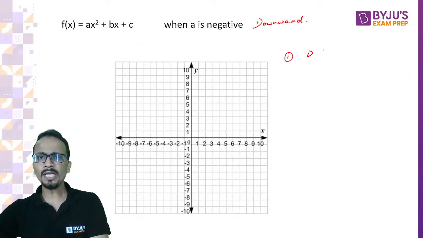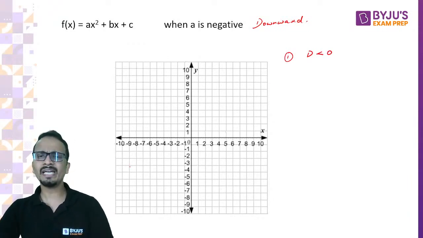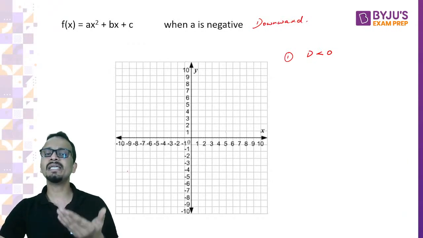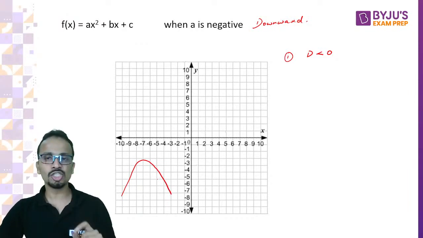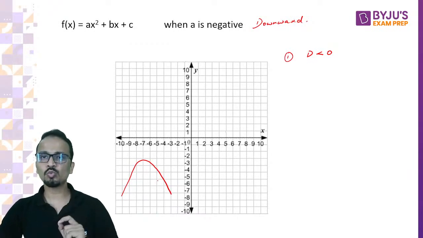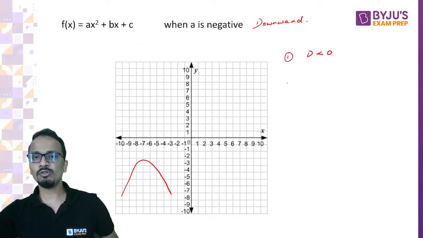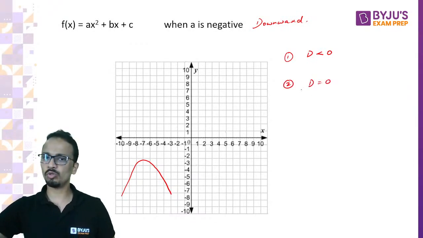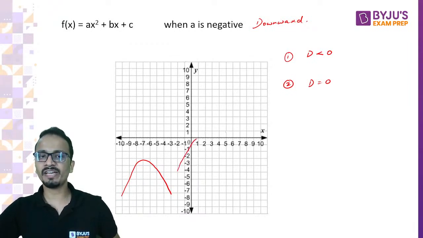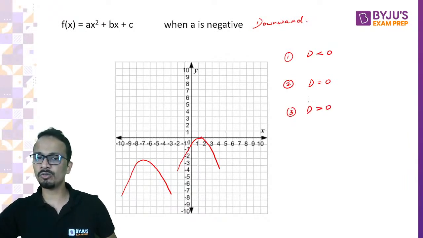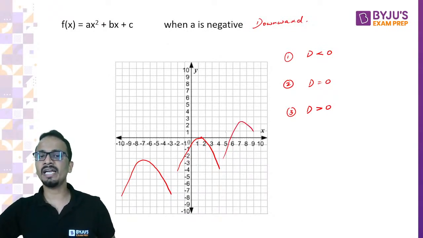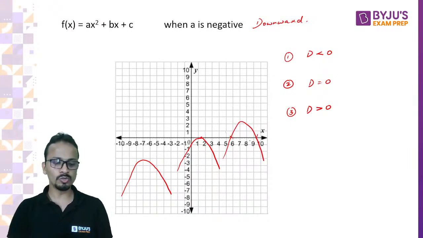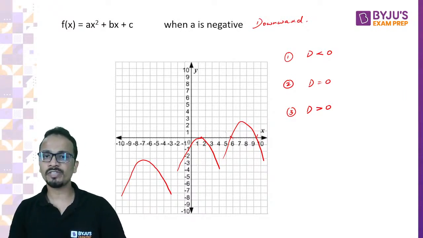When the discriminant is less than 0, the graph will be completely below the x-axis. It will be a downward opening parabola, something like this. It will neither touch nor intersect the x-axis because the roots will be imaginary. Second case, when the discriminant is equal to 0, both the roots are equal. Effectively, we have only one root and the graph will touch the x-axis. The third case, when the discriminant is greater than 0, we will have two distinct real roots. The graph will intersect the x-axis at two different points, and these two points will be the roots of this quadratic expression.